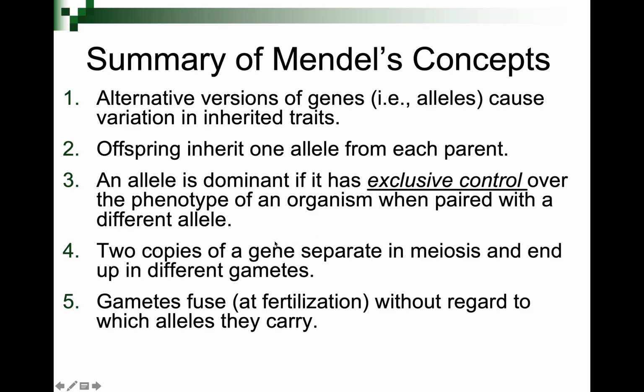And then there are two copies of a gene. These get separated in meiosis and they end up in different gametes, right? We've done this before. The gametes are going to fuse at fertilization without regard to which allele they carry. They just come together. It's just the way it goes.